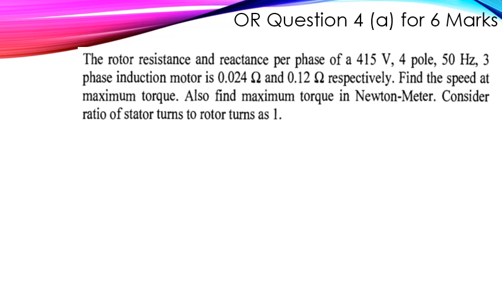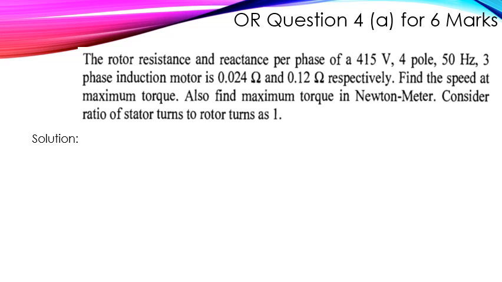The next question is question 4a in OR, and it is also for 6 marks. The question is, the rotor resistance and reactance per phase of a 415 volt 4 pole 50 Hz 3-phase induction motor are 0.024 ohm and 0.12 ohm respectively. Find the speed at maximum torque. Also find the maximum torque in Newton meter. Consider the ratio of stator turns to rotor turns as 1.